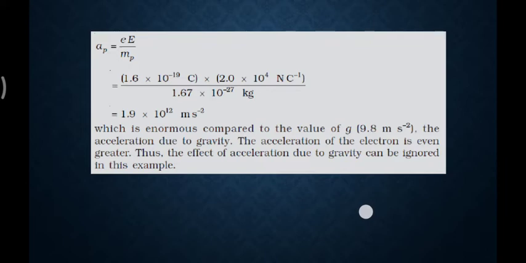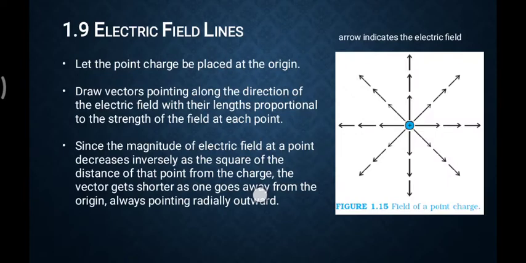And what is your acceleration due to gravity? 9.8, just a finite number. And here the acceleration of a proton is 10 to the power 12. So think about it, it's a huge number. The acceleration of electrons is even greater than this. The effect of acceleration due to gravity is ignorable because it's just 9.8 and this number is 10 to the power 12. So in this huge 10 to the power 12, if we just add 9.8, it will not contribute much. This is how, at the end, you can make a judgment.